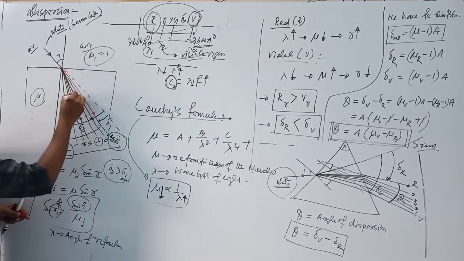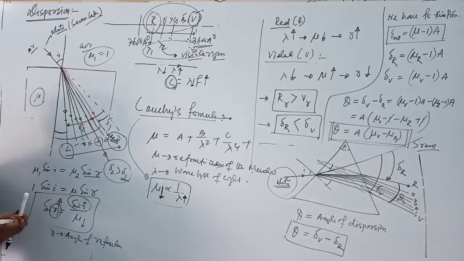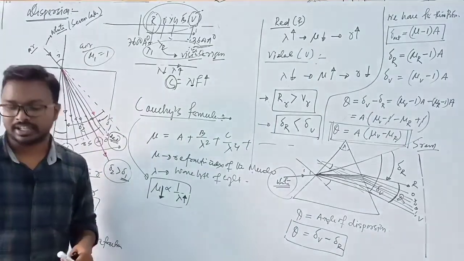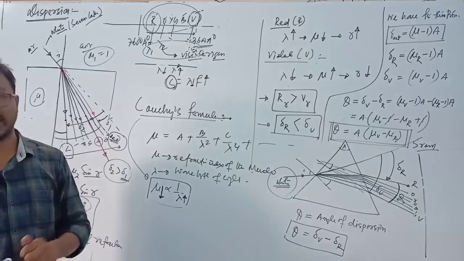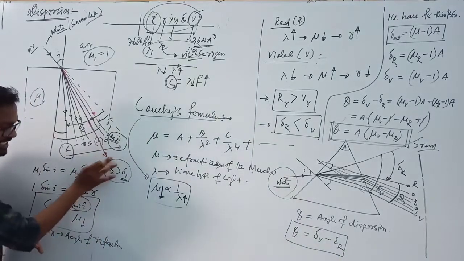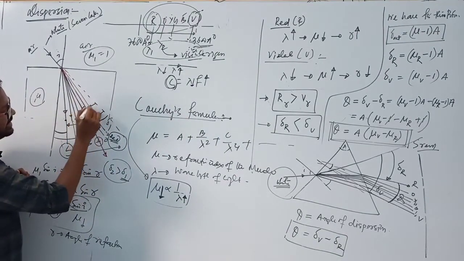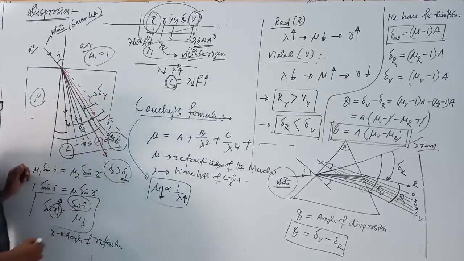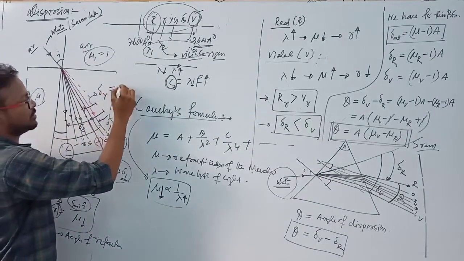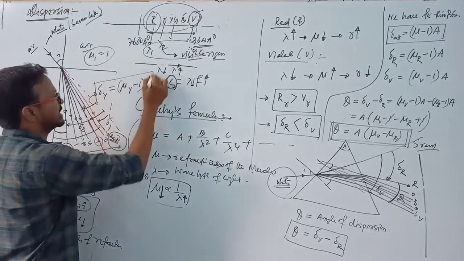So again we come to the concept of yellow color light. This yellow color light is the light most sensitive to our eye, the maximum sensible light. Here delta Y means the deviation for yellow color of light, which is equal to mu y minus 1 into A. Clear?